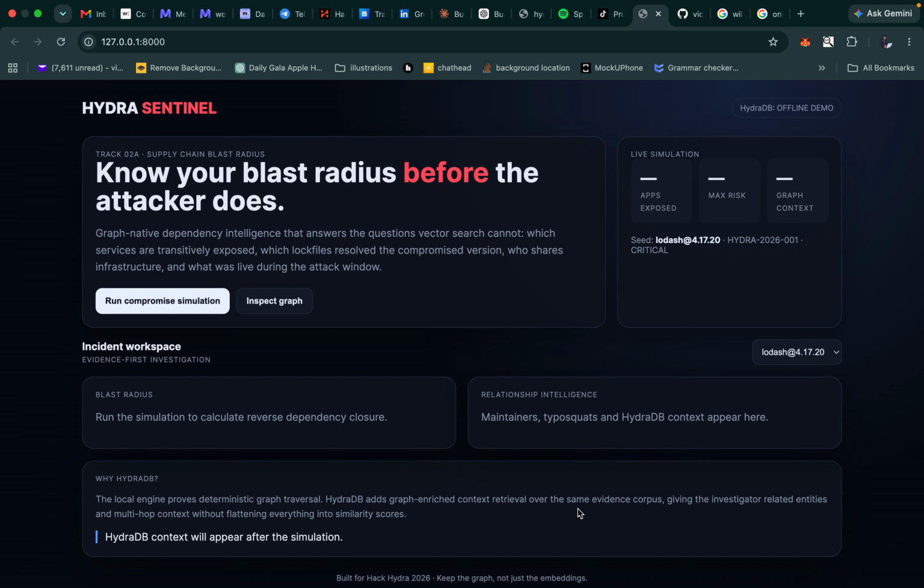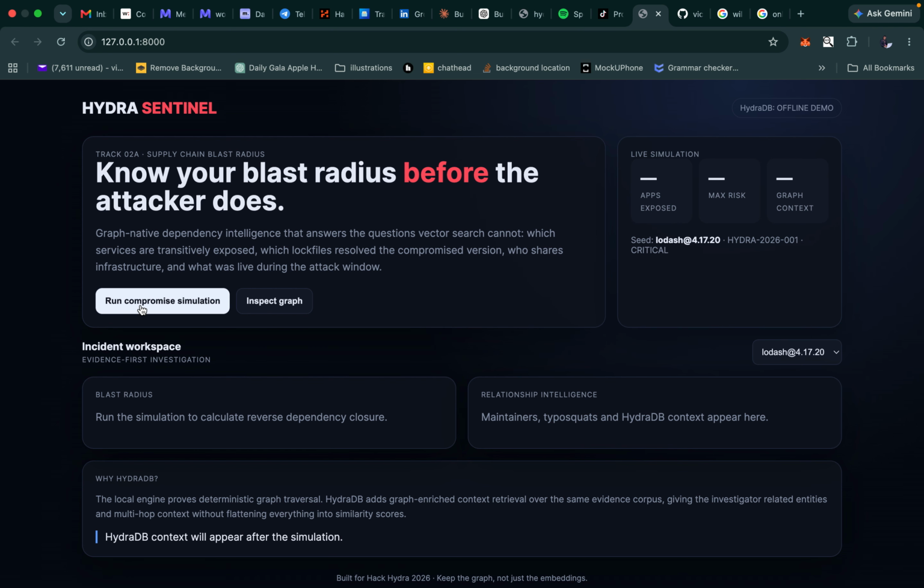At 9 a.m., one of your dependencies is compromised. 6 minutes later, your security team needs one answer. What is our actual blast radius? Searching package names isn't enough. You need to understand the relationships between packages, applications, versions, maintenance, and time.